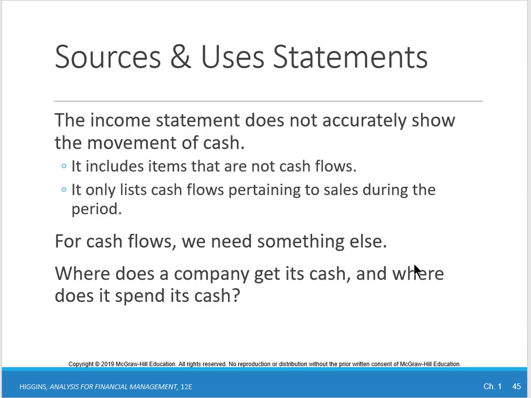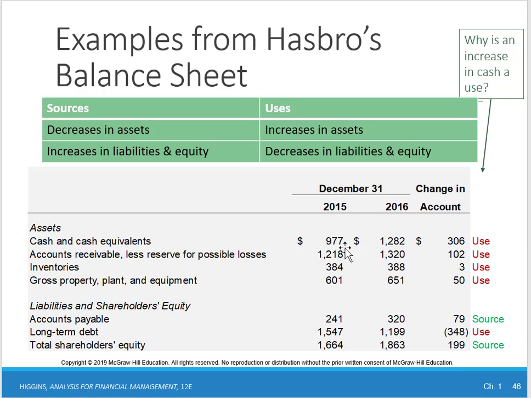If you look at a balance sheet here, we can see that if assets increase, it was 977, it grew to 1282, so it increased 306. So if assets increase, that's a use of cash. If liabilities and stockholder equity increase, that's a use of cash, right? So again, excuse me, it's the other way around. If it decreases, it is a use of cash.